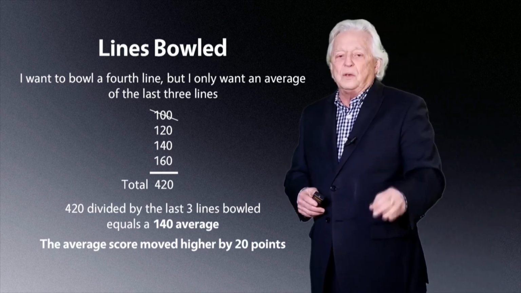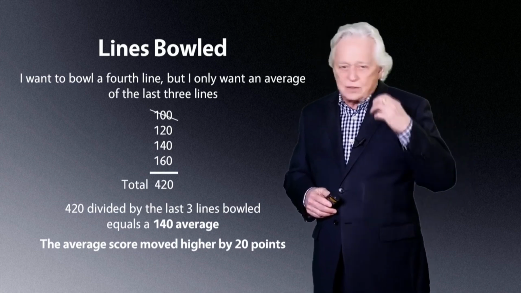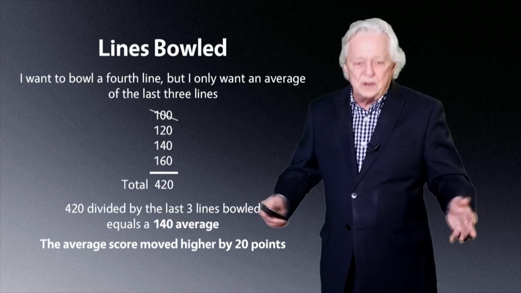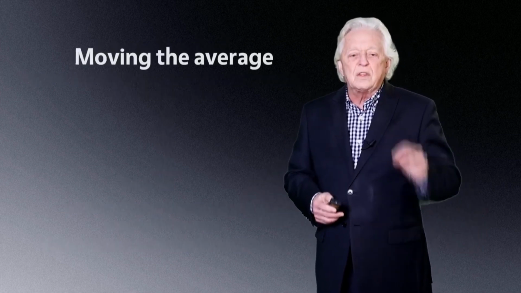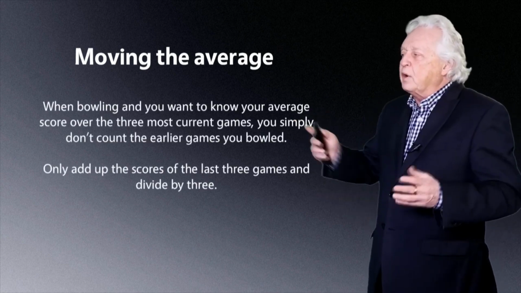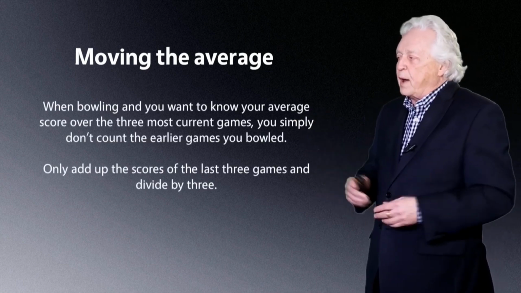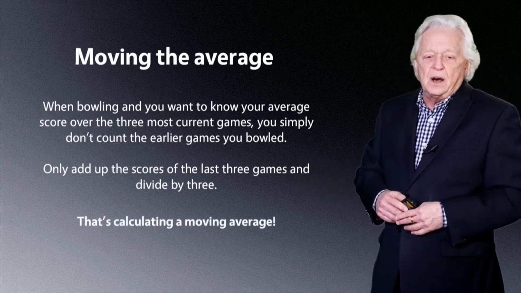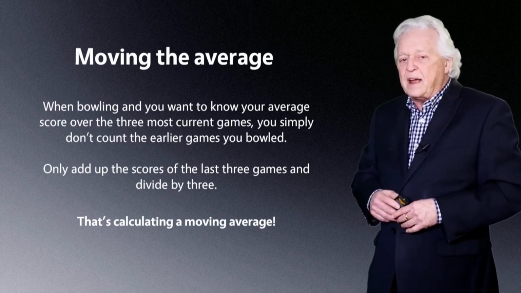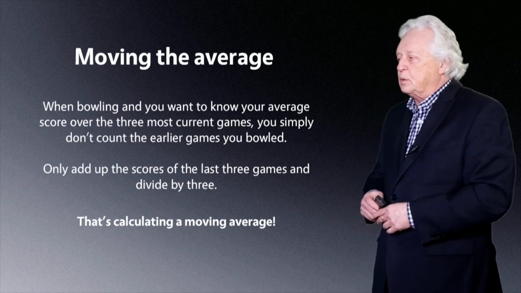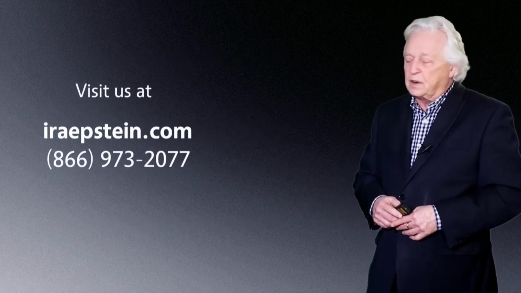Now, just as easily, we could take another game and get sloshing drunk and drop the 120 and go back to 100. You understand the point. You're moving those numbers. That's why you call it moving the average. When bowling and you want to know your average score of the last three games, you simply don't count the furthest game out. You only add up the last three. If you're doing an 18-day average of closes, it's the current quote right now and the past 17 closes. That's how you calculate a moving average. It's really not much more difficult than that.